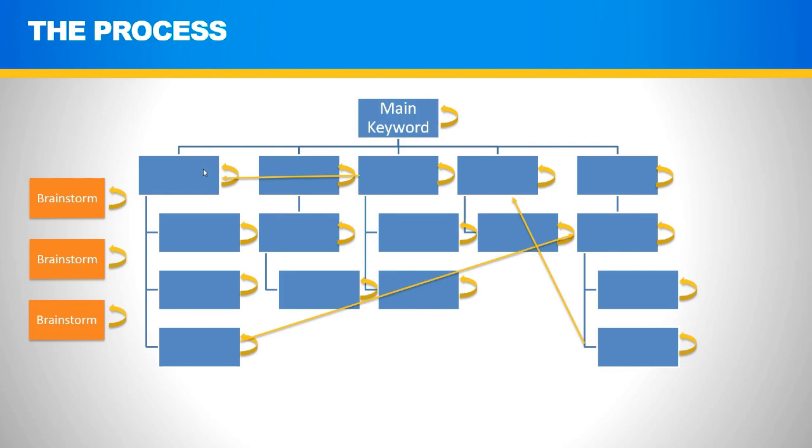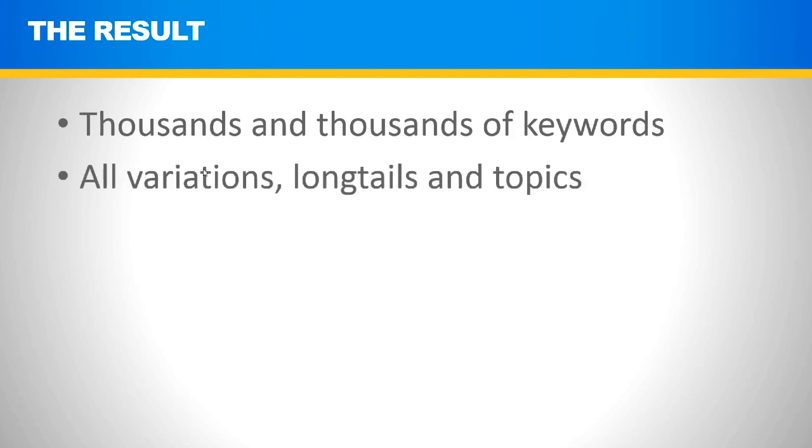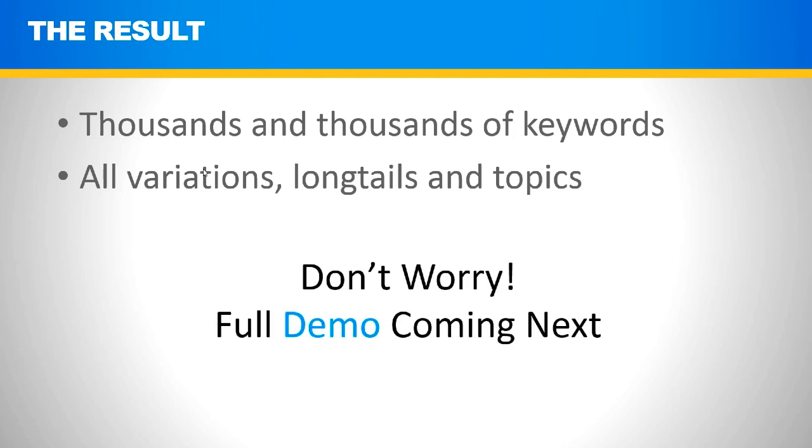You just run this over and over again, and I know it seems complicated, but it's actually not that bad. What we're going to do for you is give you a demo on it after this, but the end result is you will find thousands and thousands of keywords for each niche. You're going to pick up all the long tail variations and all the topics and all the different parts of the sales cycle by doing this. You're not going to miss anything. And like I mentioned before, don't worry, I know it sounds complicated. You're going to get a full demo on the niche that we're using for this training coming up next.